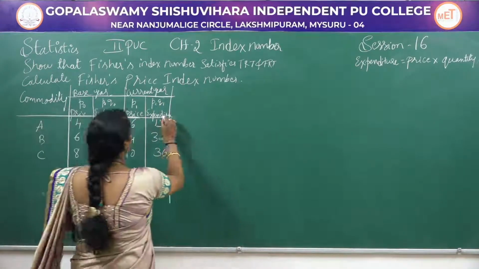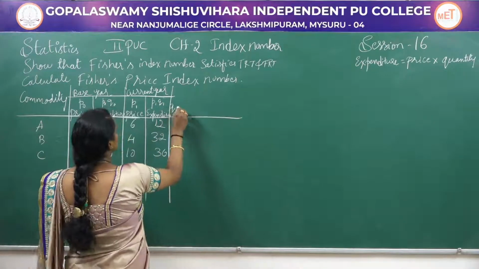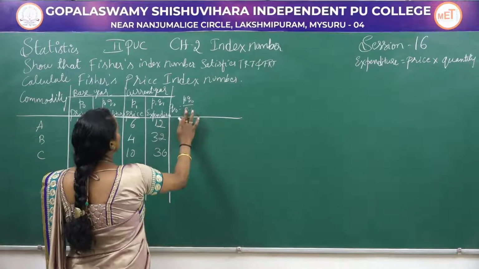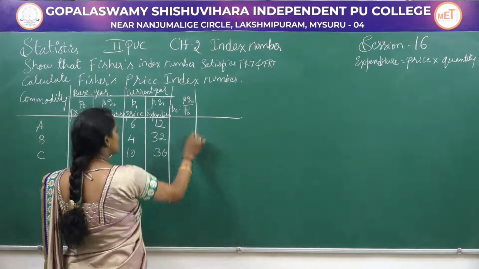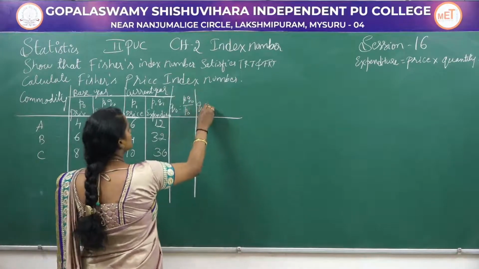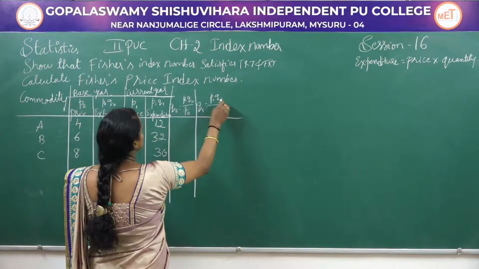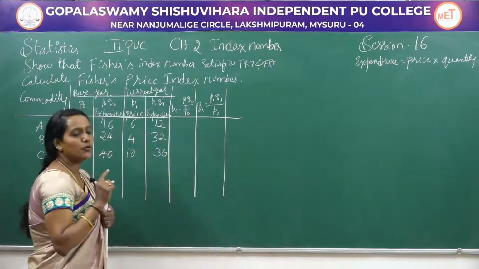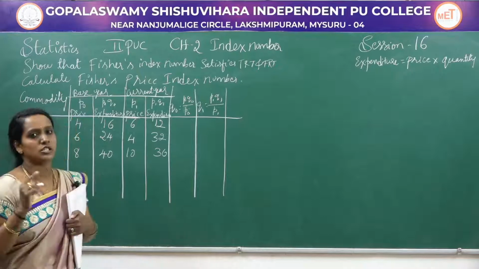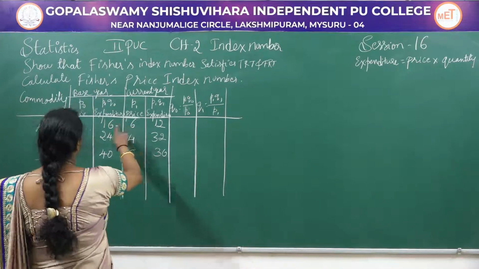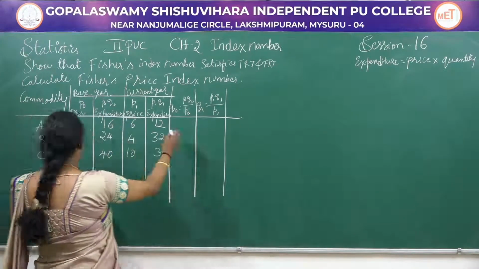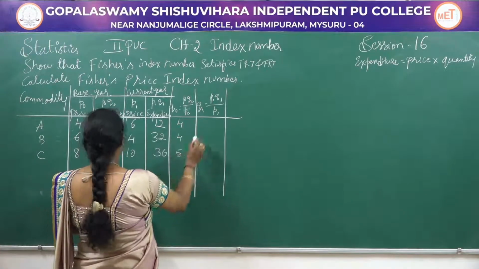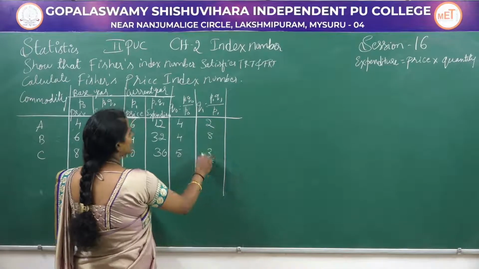Next we have to calculate Q naught. Q naught is P naught Q naught divided by P naught. Similarly, Q1 is P1 Q1 divided by P1. So first calculate these two, that is Q naught and Q1. Take the ratio of expenditure and the price. So values are 4, 4, 5, 2, 8, 3.